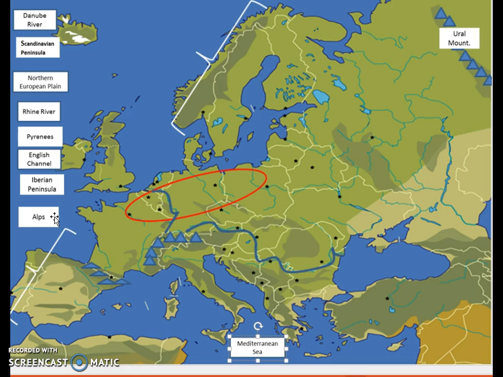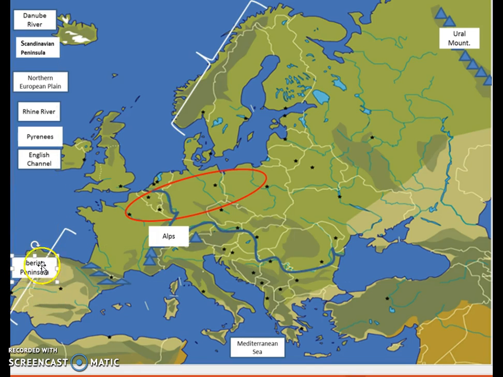Let's find the Alps. Point to the Alps. Again, this is a mountain range that is situated right above Italy. These are very important mountain ranges because when we get into climate, you'll see it protects Italy from the cold weather coming from the north, and it has a very nice Mediterranean climate, which is similar to our climate in California. Show me the Iberian Peninsula. Go ahead and point to that. The Iberian Peninsula is located here. It's made up of both Portugal and Spain.